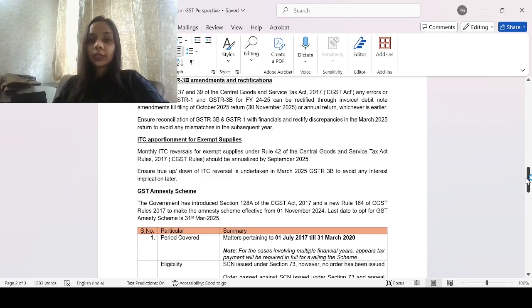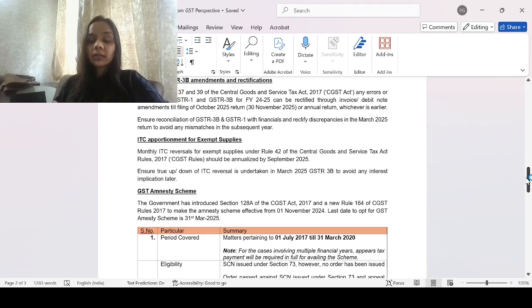Next, most important, this is regarding the litigations. As you already know, the government has introduced the amnesty scheme. In the amnesty scheme, if we have received any kind of section 73, 74 interest and penalty, then the government is ready to waive it off, subject to the payment of the taxes only. But the last date to opt for the benefit of this scheme is 31st March. If you want to opt for the benefit of the GST amnesty scheme, then you can opt by 31st March 2025.